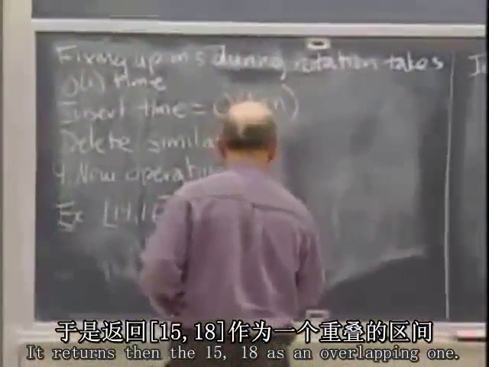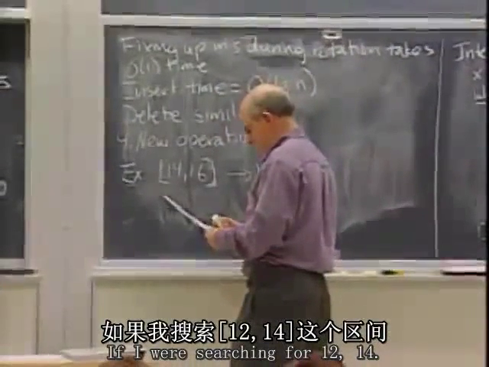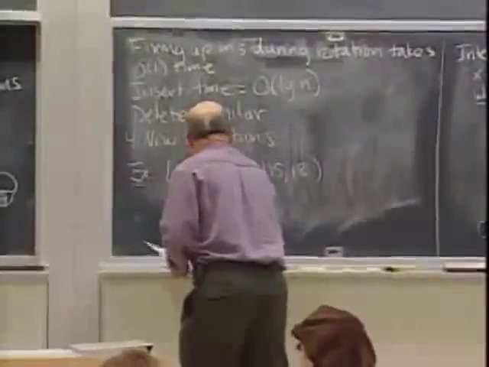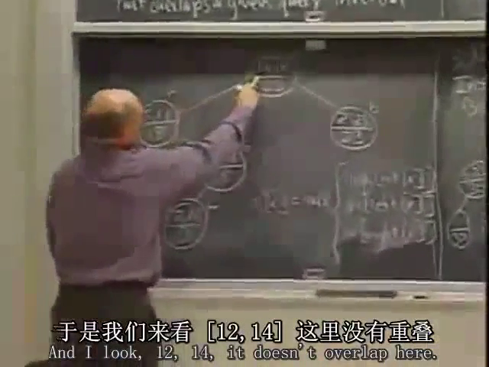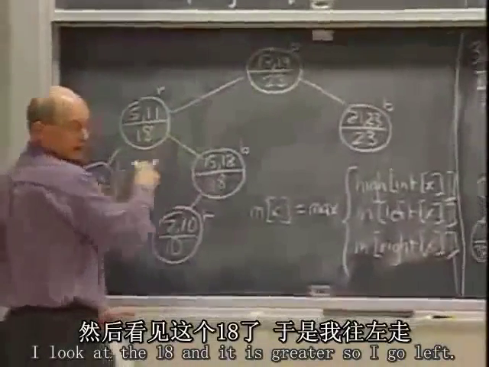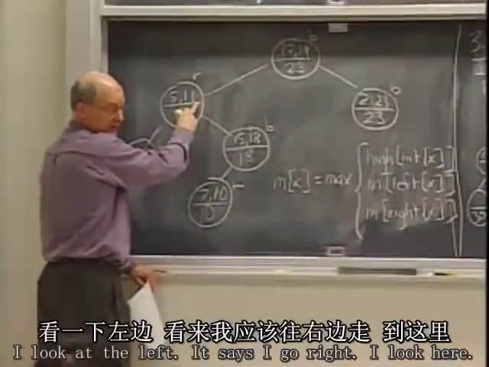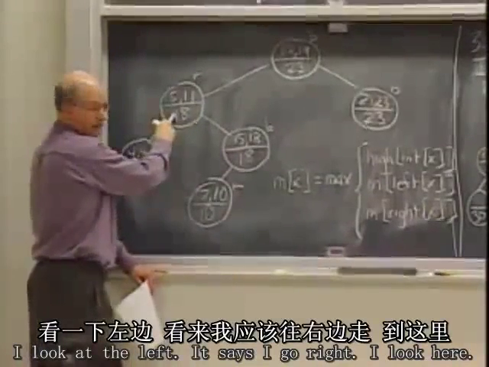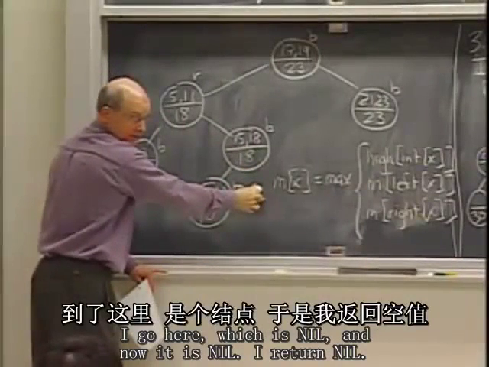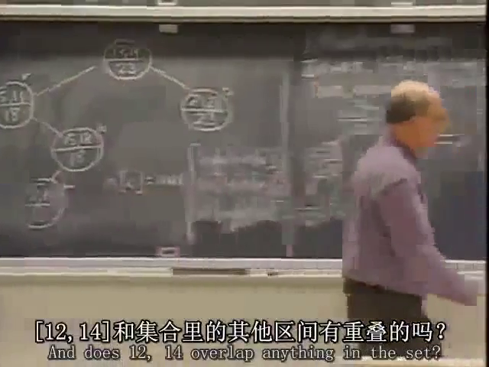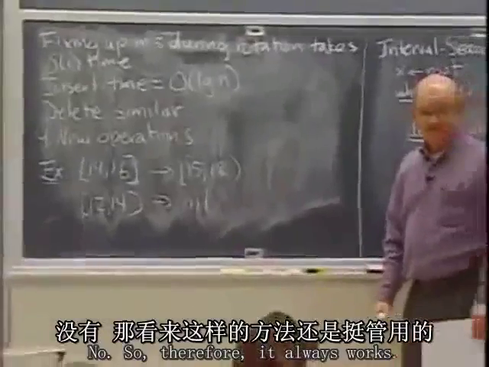If I were searching for 12, 14, I go up to the top and look. 12, 14 doesn't overlap here. I look at the 18, and it's greater, so I go left. I then look here. Does it overlap? No. I look at the left, and it says I go right. I look here, then look at the left. It says no, go right. I go here, which is nil. So I return nil. Does 12, 14 overlap anything in the set? No.